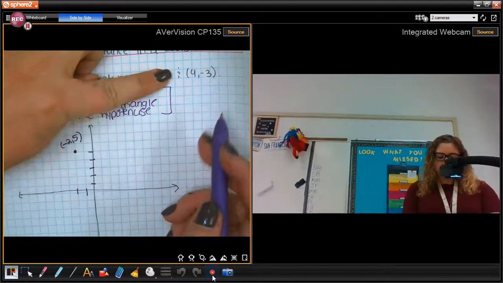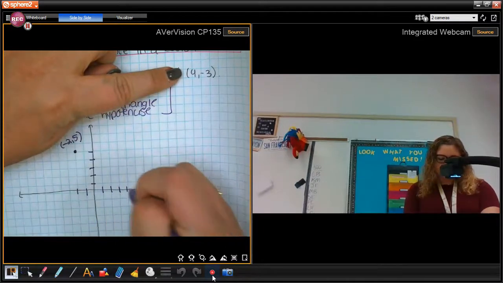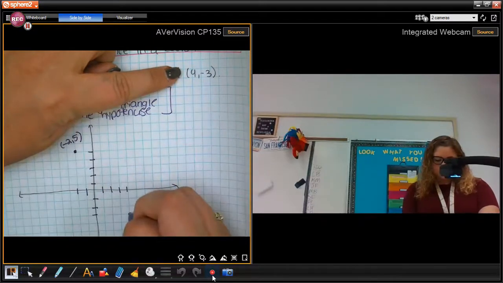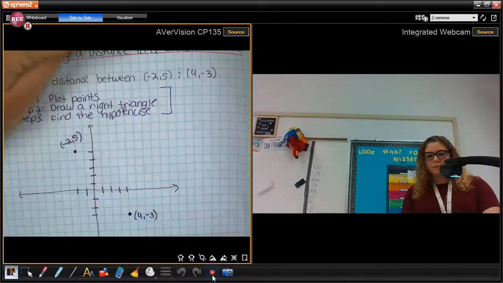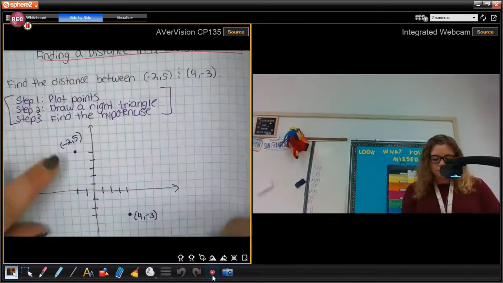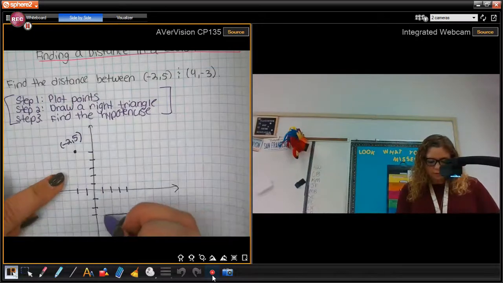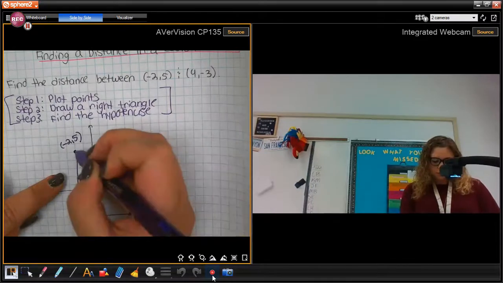Then I'm going to do my next one, which is 4, so I'm going to go to the right 4: 1, 2, 3, 4, and then down 3: 1, 2, 3. And then I'm going to make a right triangle using these 2 points. So I'm going to go over, and then I'm going to go down, and then I'm going to connect.